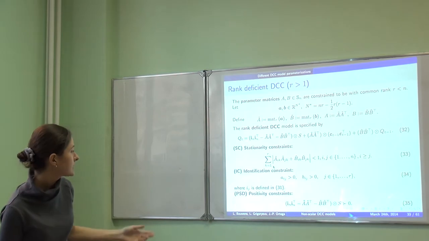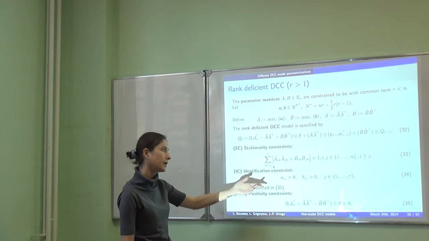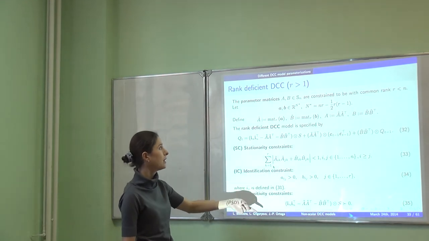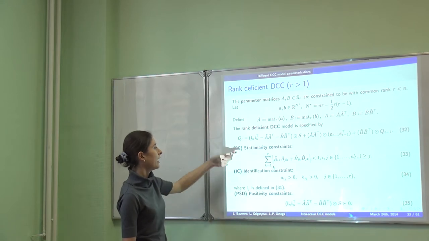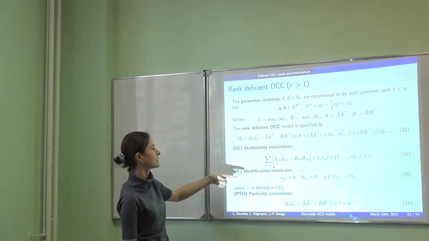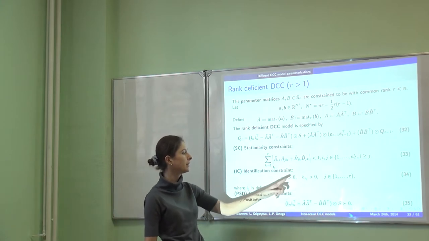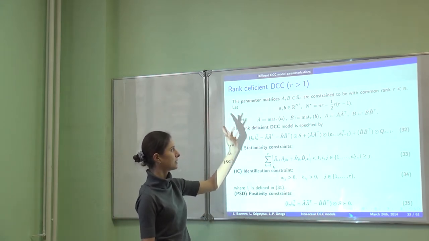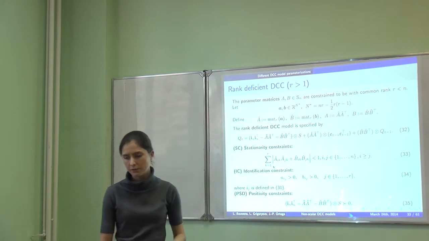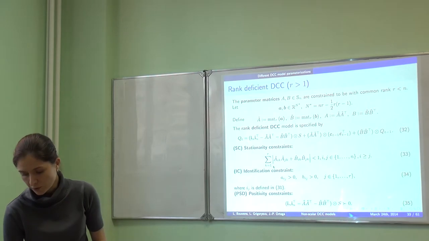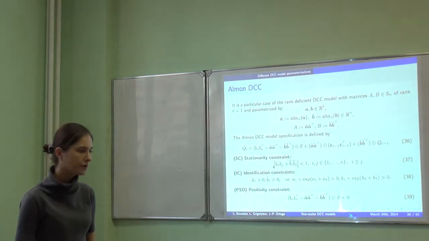And in this case, again, as you see, the positivity constraints are easier, because by construction, our A and B will be positive semi-definite, and in this case, we have the stationarity constraints and identification constraints that I was telling you about. So actually, we demand that all the elements that are situated on the diagonal are always positive. And this is what we are going to use in our constrained optimization. And now let's go to the models that we introduced.